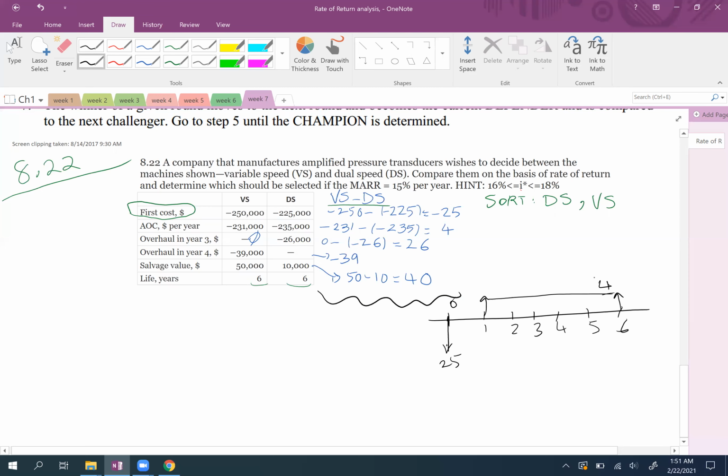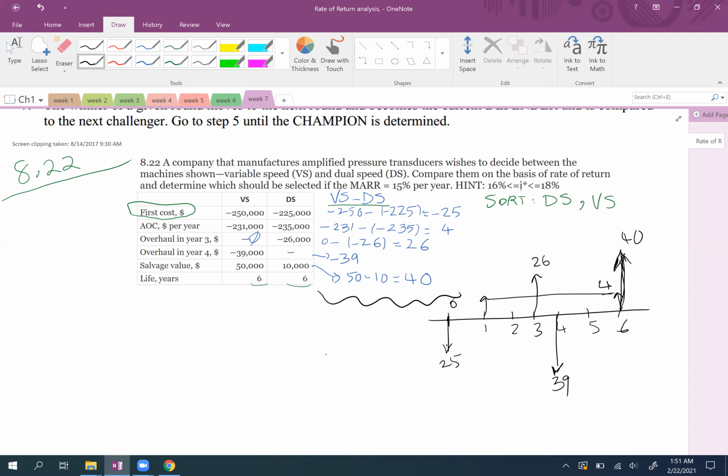I'll have 4. And for overhaul at year 3, I will have a 26. And I will have another overhaul in year 4, which will be 39 negative. And salvage value gap or incremental analysis will be 40 here. This is the incremental project for doing the comparison between these two alternatives.